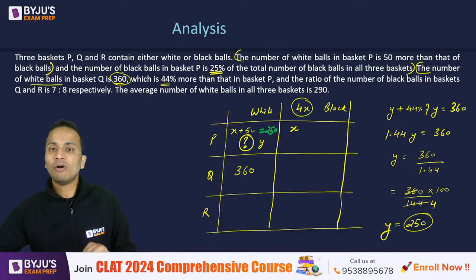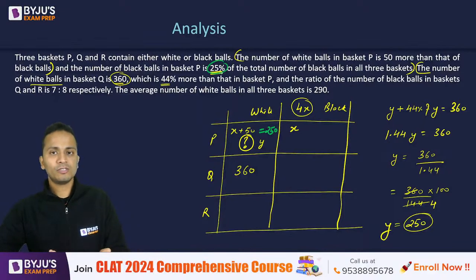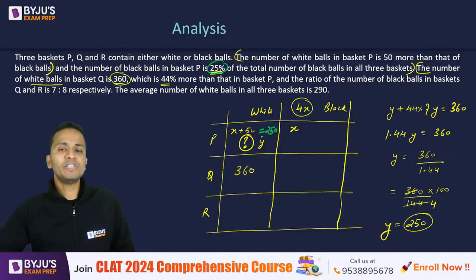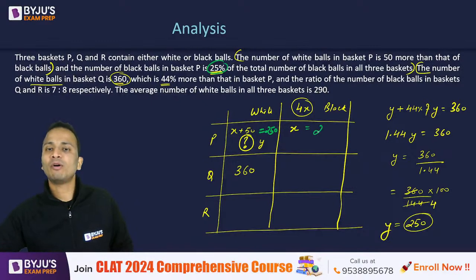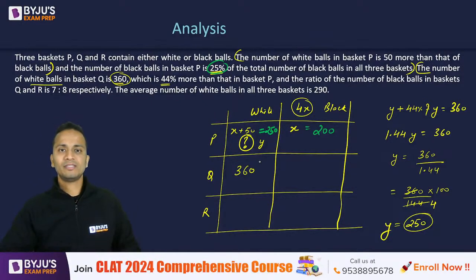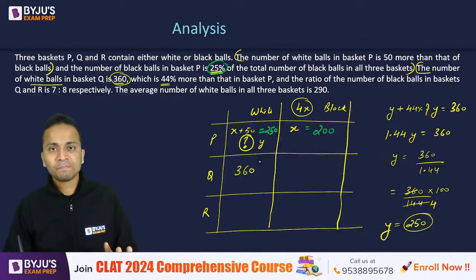Varun, how did I get 4x? So basically 25% था ना 1/4. So this x is 1/4 of the total. So अगर ये 1/4 है तो total number of balls will be 4 times this value. Okay. So x plus 50 का value comes out to be 250. So the value of x will come out to be 200. Done? इतना clear है? Okay.